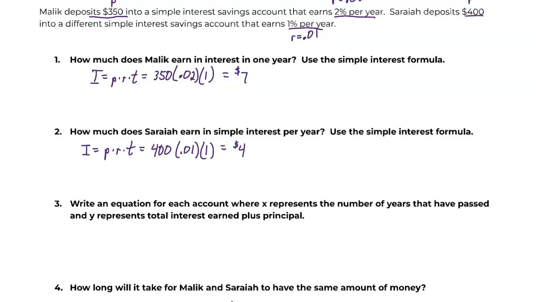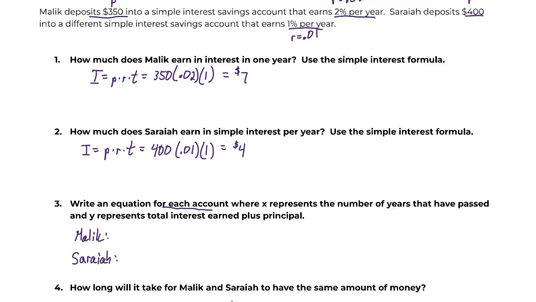Question 3, write an equation for each account. Use the letter X to be the number of years that have passed, and let the letter Y be the total interest earned plus the principal. It talks about writing an equation for each account. So we have Malik, we'll write an equation for his, and we have Soraya, we'll write an equation for hers. We're going to end up with 2 equations, and that's why this situation is in the lesson about systems of equations.